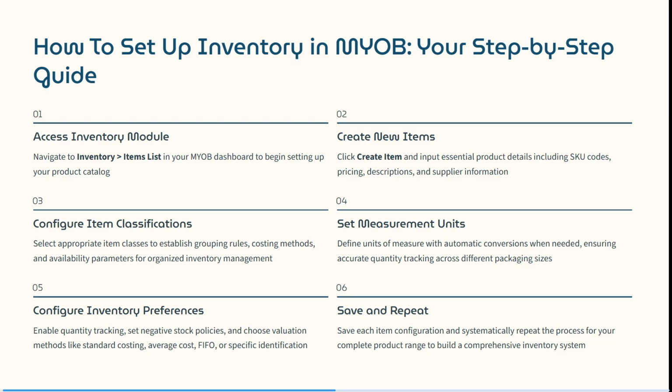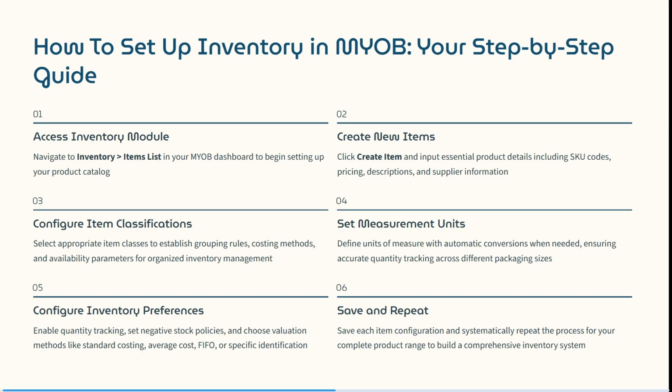You then have to define units of measurement with automatic conversions when it's needed, ensuring accurate quantity tracking across different packaging sizes, and then you need to configure your inventory preferences. So to do this, enable quantity tracking, set negative stock policies, and choose evaluation methods like standard costing, average cost, or FIFO, or more specific identification.